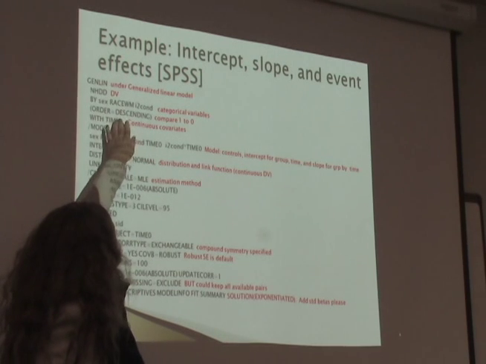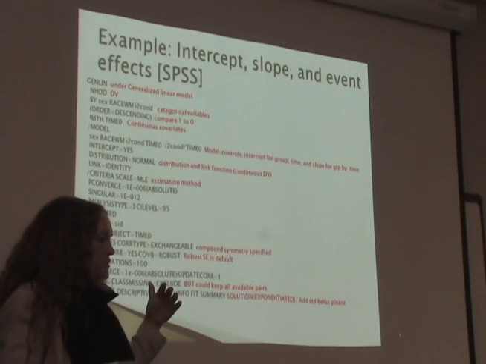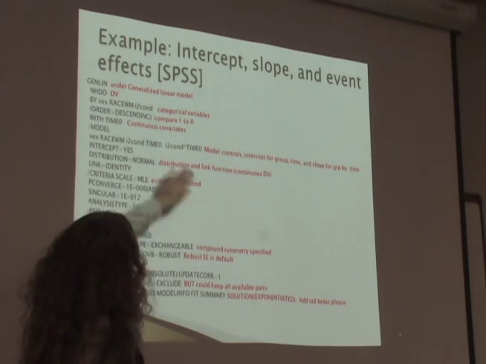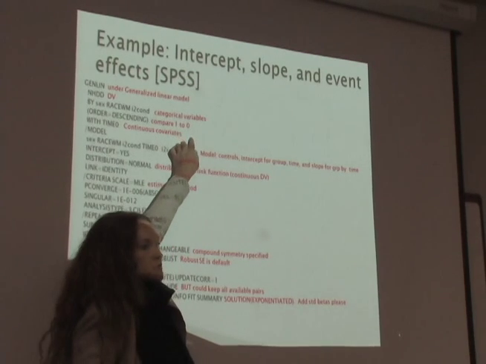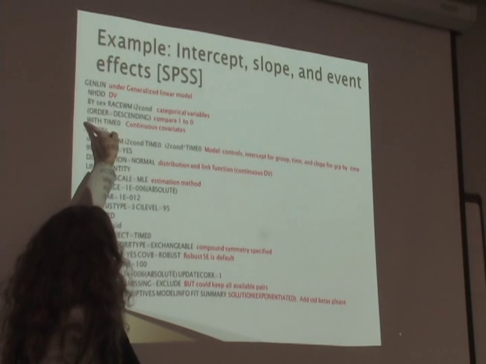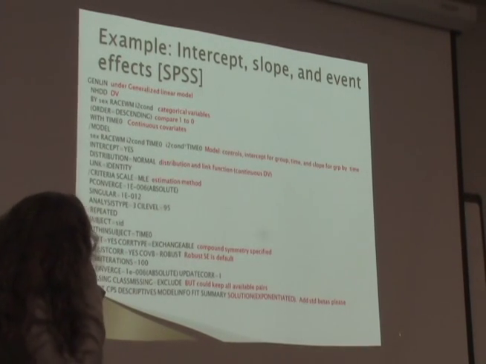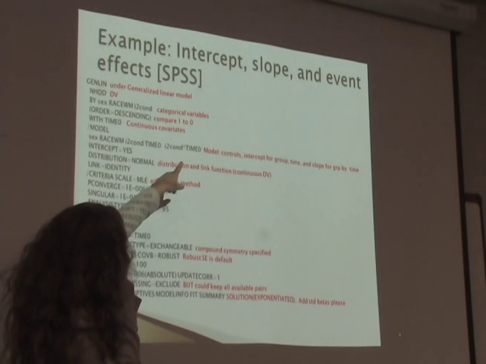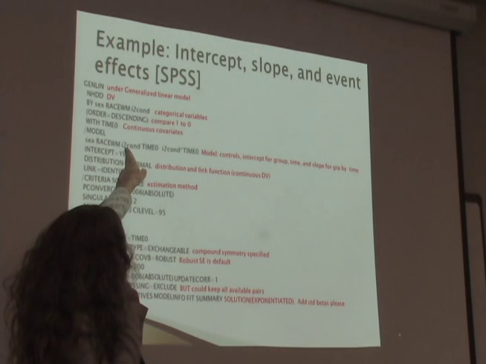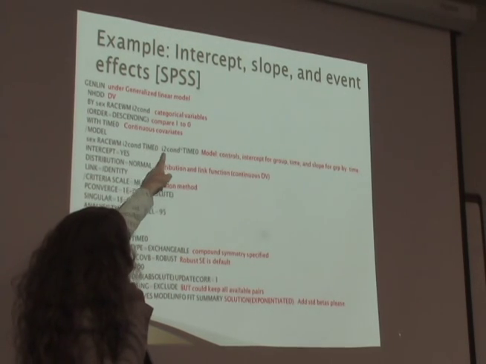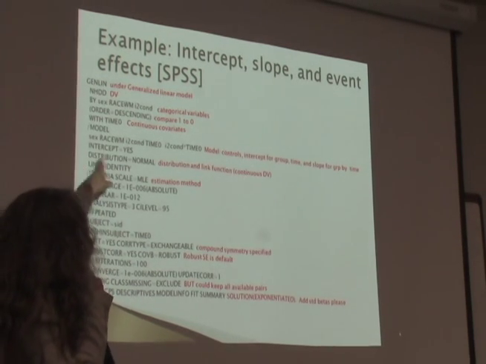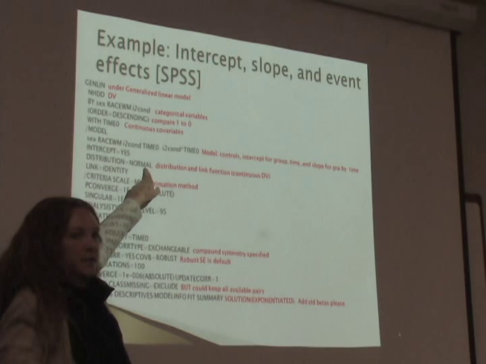Order descending, that's just saying, for a categorical predictor, what's the reference? What are you comparing to? Right, so this is saying descending, meaning comparing higher to lower. With time 0, that's the WITH statement, where we put our continuous covariates. Here's our model statement, right? So we've got all the controls, and then condition, time 0, condition by time 0. Distribution normal, which is just a regular linear model.